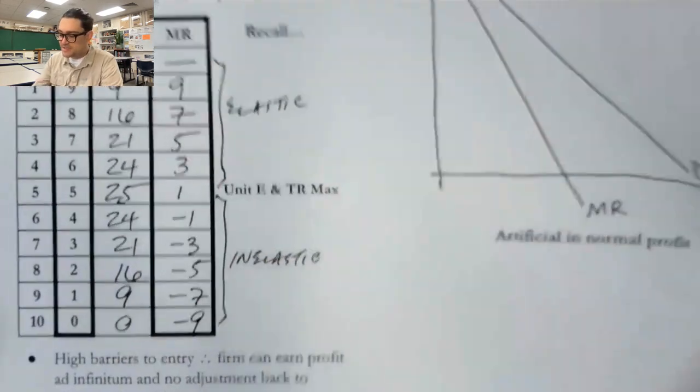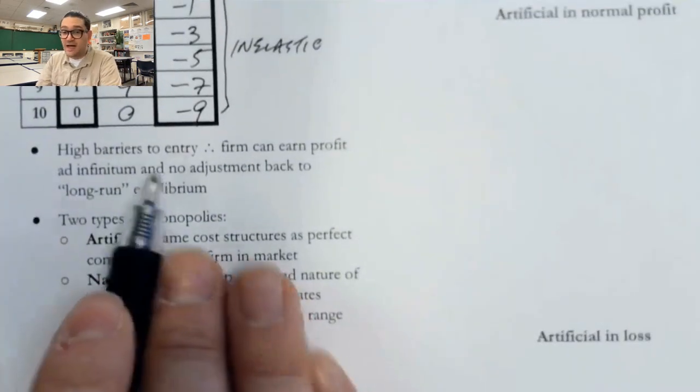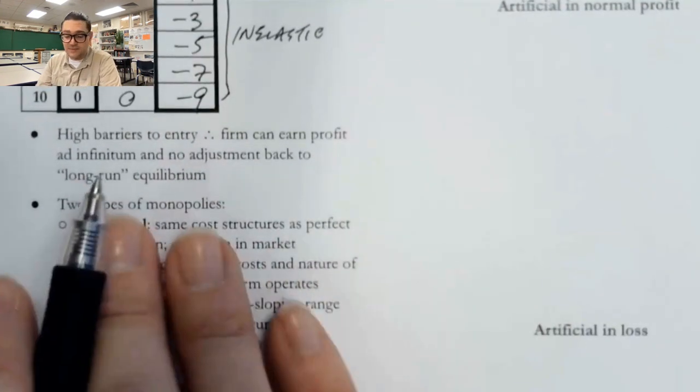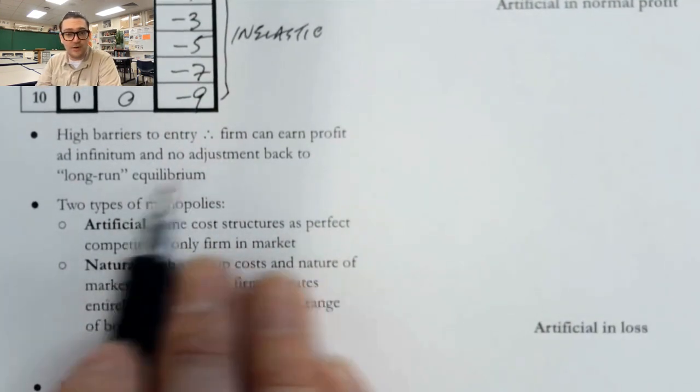Now, the other parts to know about a monopolist, well, they have high barriers to entry. So in theory, they could earn profit ad infinitum, and there wouldn't be any long-run adjustment.